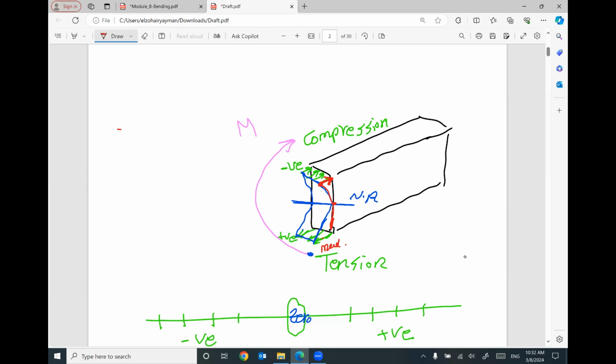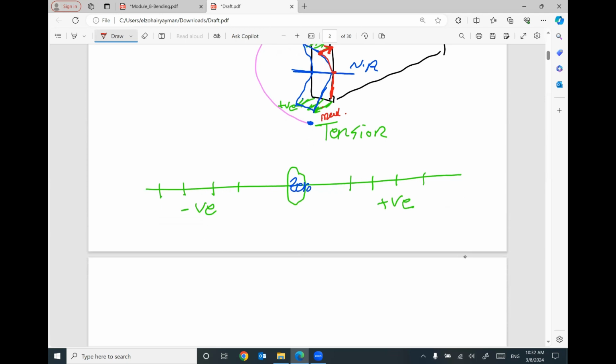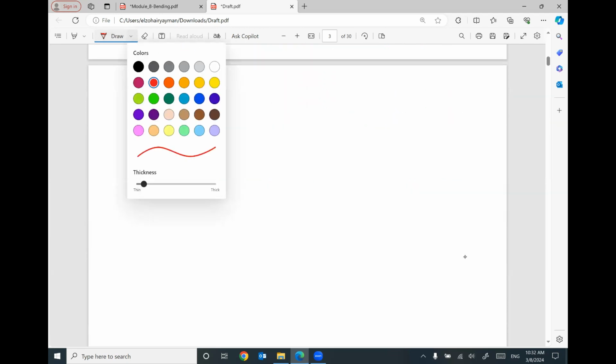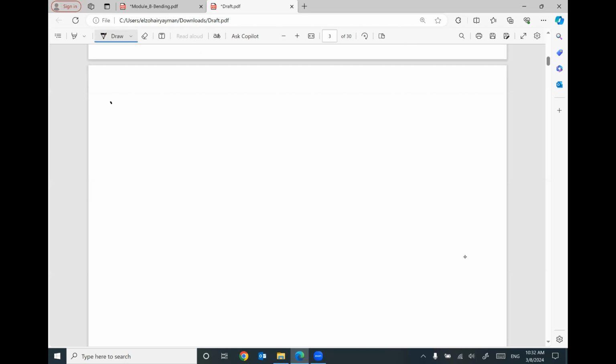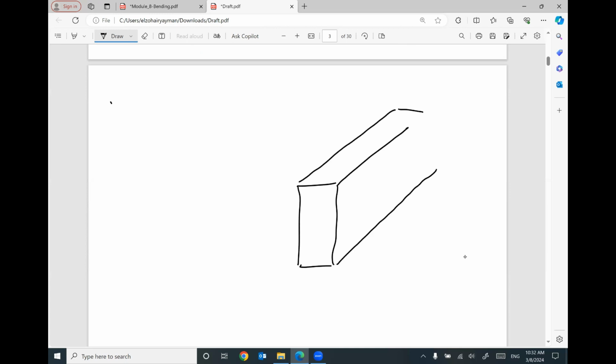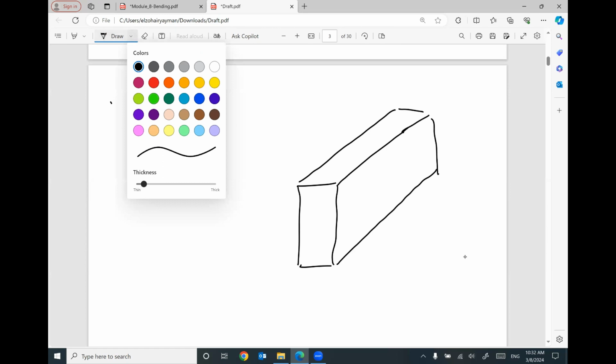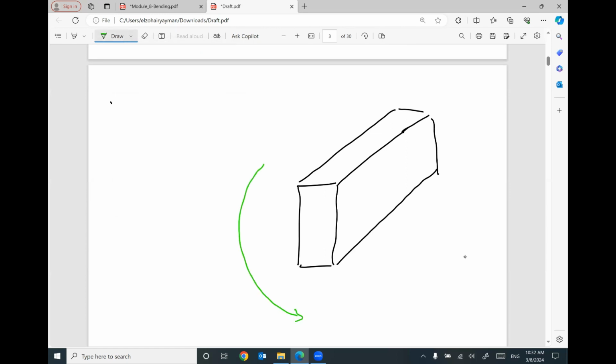This concept is very important. I would like to highlight it one more time in a different way. We are given this cross section in this member, and your bending moment looks like this. This is the given moment. Based on the arrow of the moment, we should expect tension at the top, at the tail of the arrow, and compression at the head of the arrow.